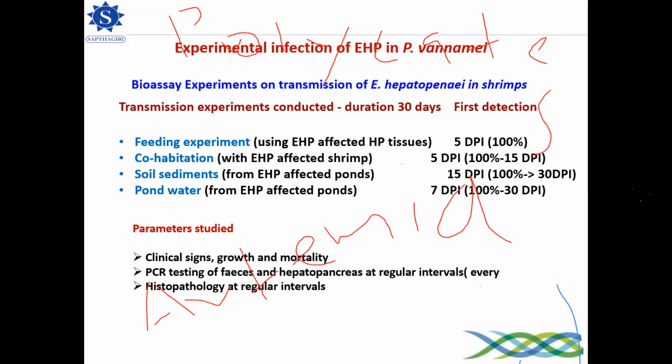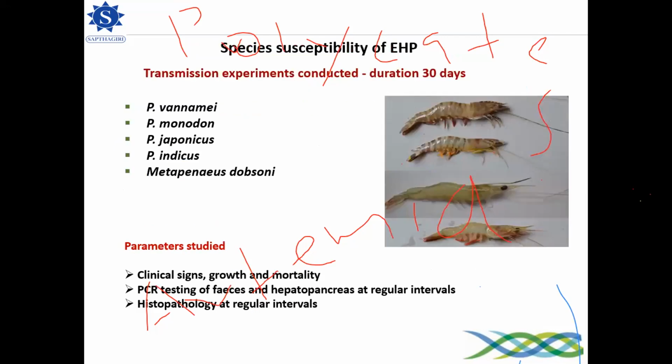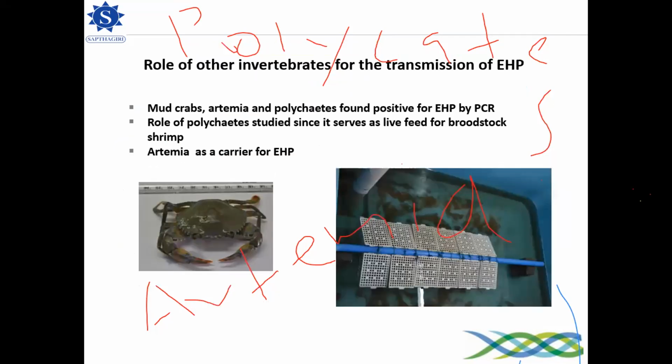The same way, there are other reports of EHP infection in penaeid species. That means P. vannamei, Monodon, Japonicus, Indicus, Metapenaeus dobsoni, all are susceptible to EHP. And there are some reports that mud crabs, Artemia, and polychaetes are positive for EHP. But still we have to find out whether it is a host or a carrier. Being a crustacean, the mud crab may be a host of EHP infection, but there is no conclusive evidence.